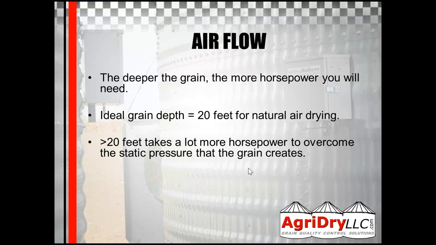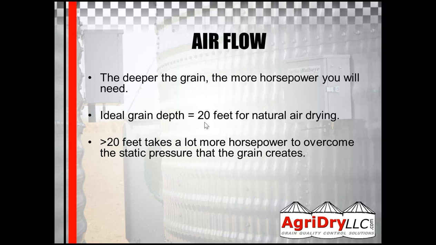So the deeper the grain, the more horsepower you'll need. Ideal grain depth, when you're changing the moisture, or basically natural air drying, we're helping spec out the fan horsepower and the depth at 20 feet grain depth. Once you go over 20 foot of grain depth, then the static pressure goes higher, and your airflow starts tapering off. All right.